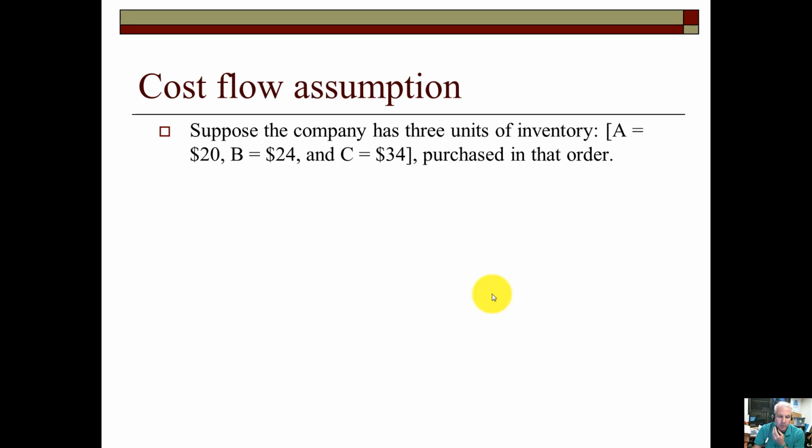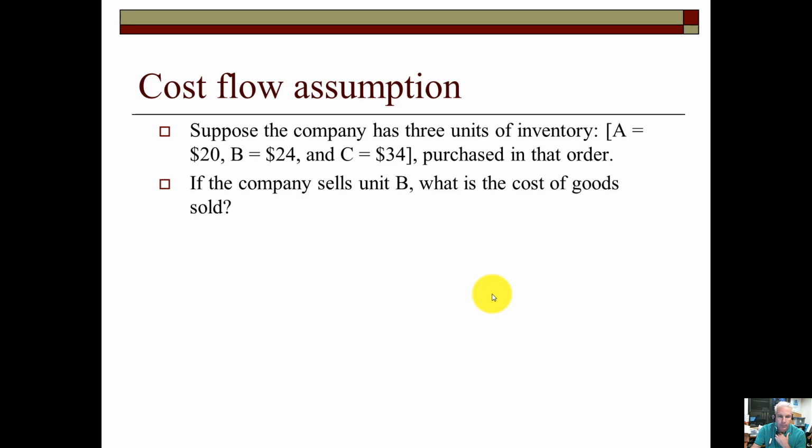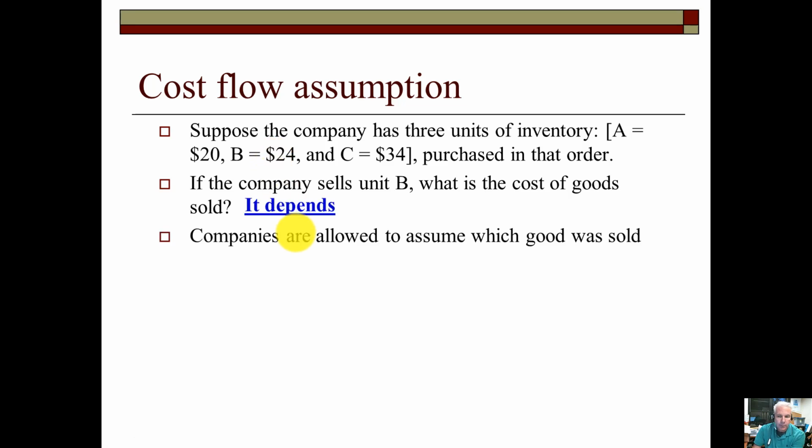So, the cost flow assumptions. Let's suppose a company has 3 units of inventory. A is 20, B is 24, and C is 34, purchased in that order. If the company sells unit B, what is the cost of goods sold? Think about that for a second. Well, some of you would say 24. That is what B cost, but it really does depend on what method we are using.